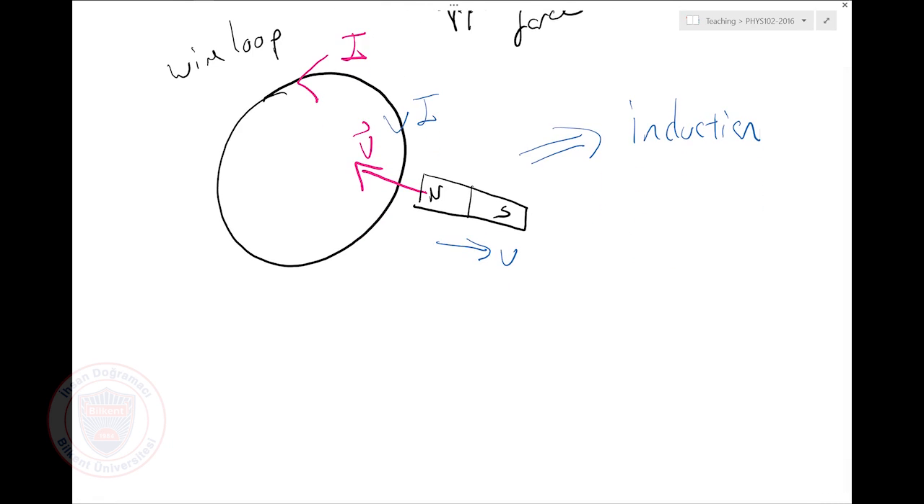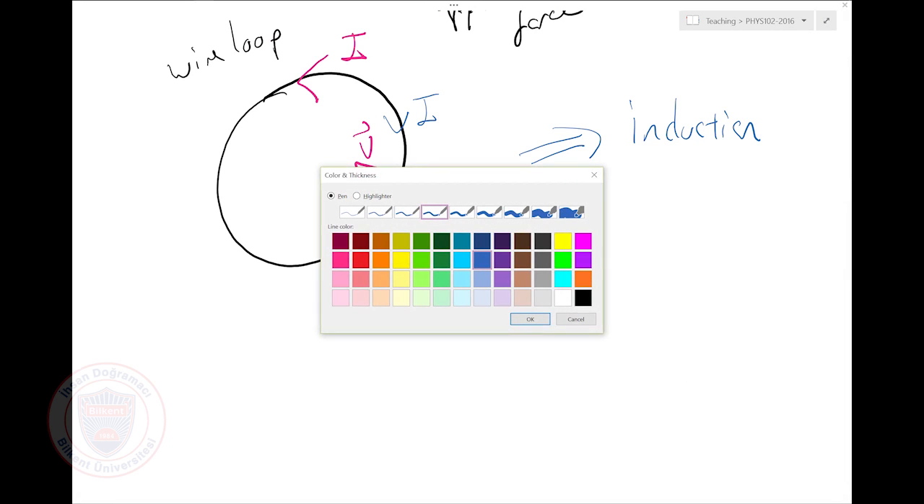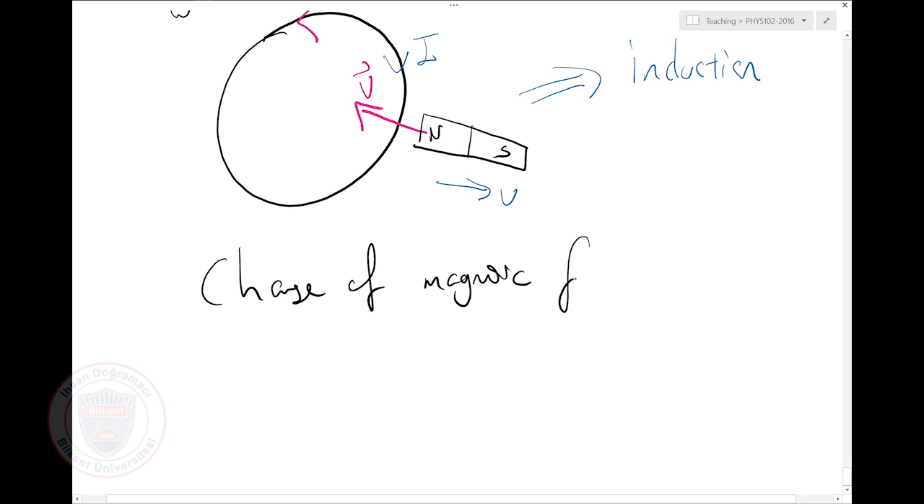So basically what Faraday discovered is that a change of magnetic field can induce currents.